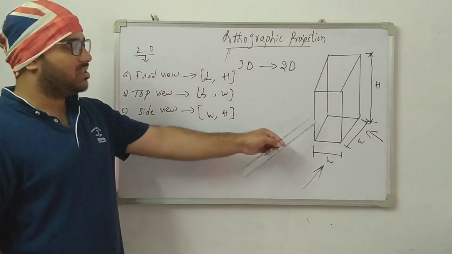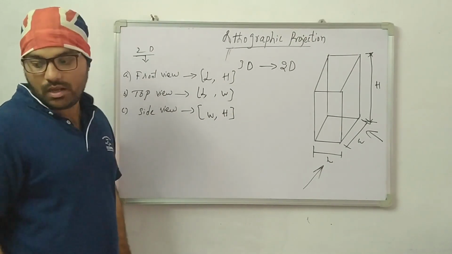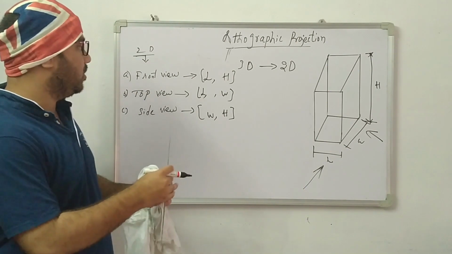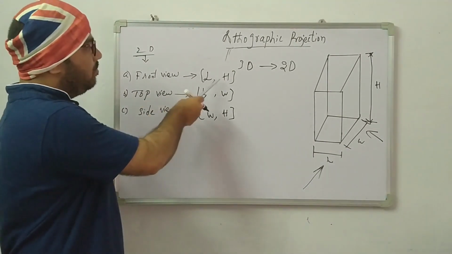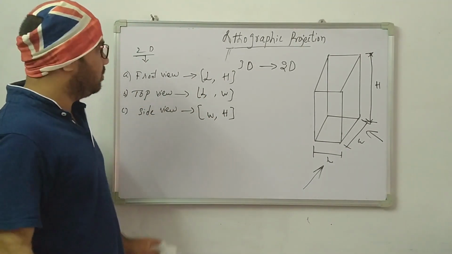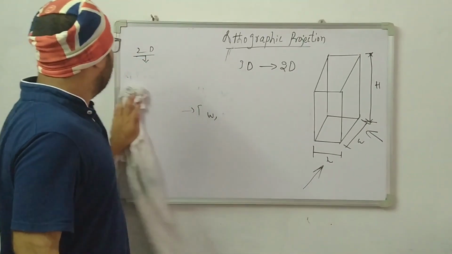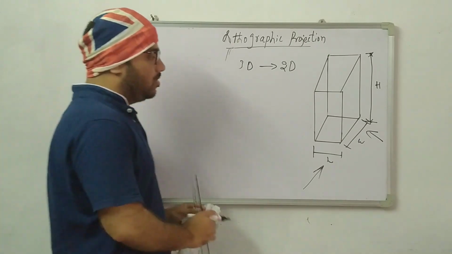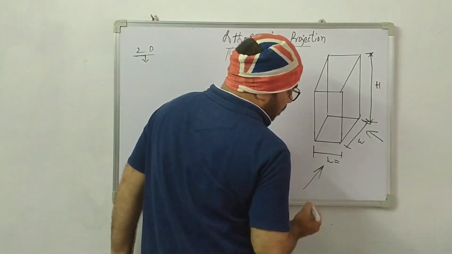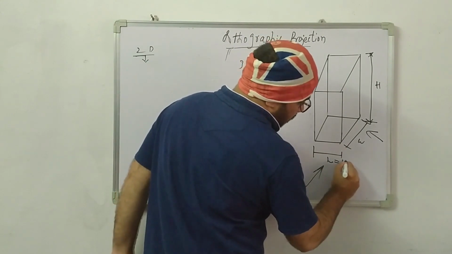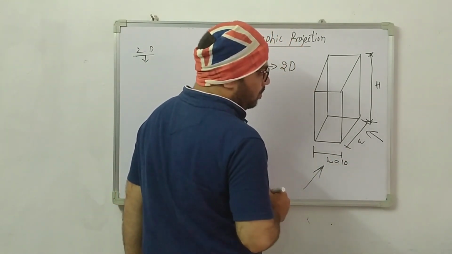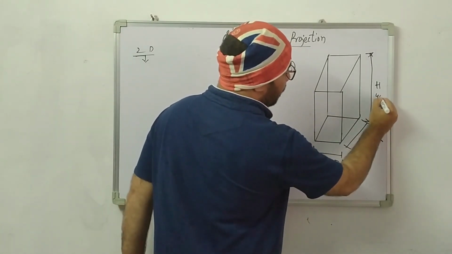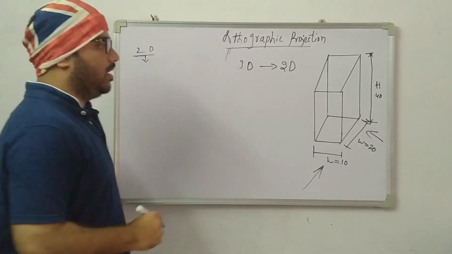Now I will construct as per the concept and procedure. Let us see the construction of this diagram using first angle projection. For the front view, these are the dimensions we are going to see. Now let's give some values: length equal to 10 mm, width equal to 20 and height equal to 40. This is the diagram we have taken.